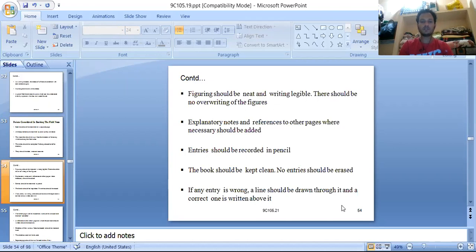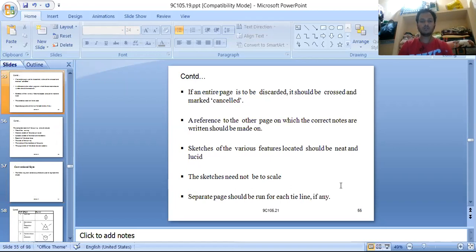Explanatory notes and references to the pages where necessary should be added. In some cases, some extra explanatory note should be added to understand a particular detail. Therefore, we have to add extra notes whenever required. Entry should be recorded with pencil. The book should be kept clean. No entry should be erased. If any entry is wrong, a line should be drawn through it and the correct one written above it.